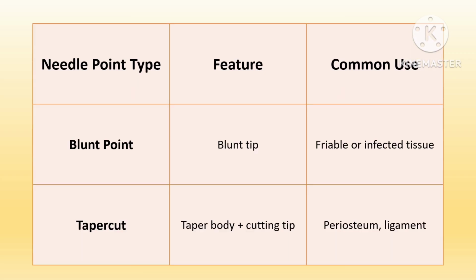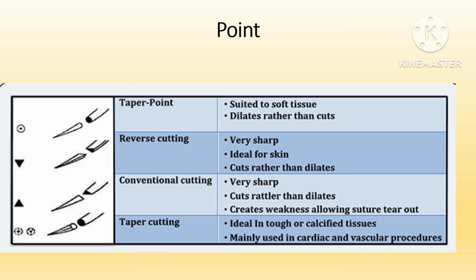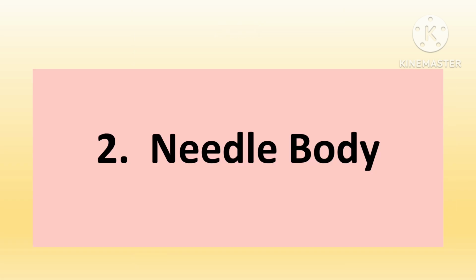Taper needles have a round body that gently spreads through soft tissues such as muscle or subcutaneous layers, causing minimal trauma. Blunt needles, which have rounded tips, are designed for fragile tissues like liver or spleen, reducing the chances of accidental tearing or injury.